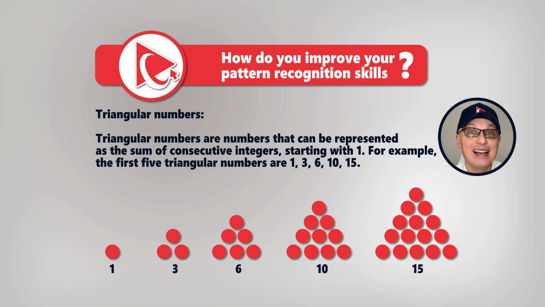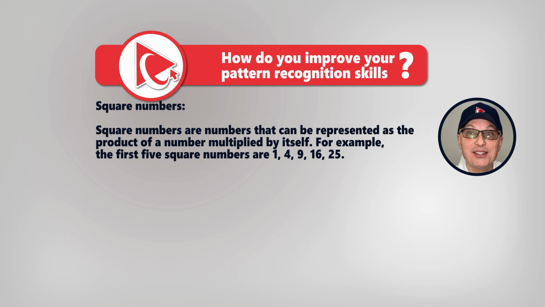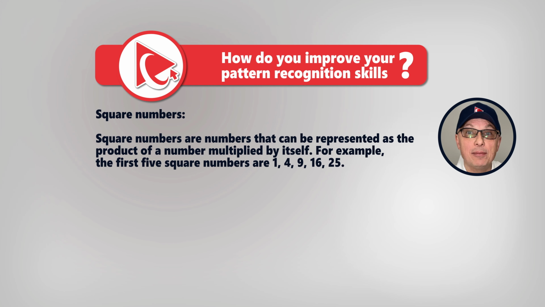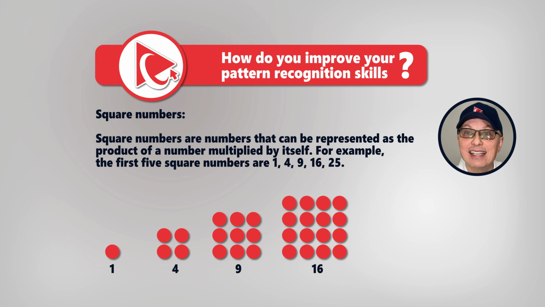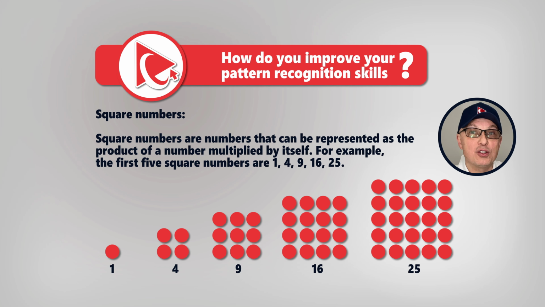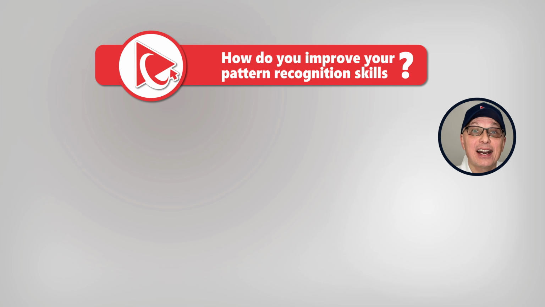Next one on my list are square numbers. Square numbers are the numbers that can be represented by a product of a number multiplied by itself. For example, the first 5 square numbers are 1, 4, 9, 16, and 25. Because 1 square is 1, 2 square is 4, 3 square is 9, 4 square is 16, and 5 square is 25.